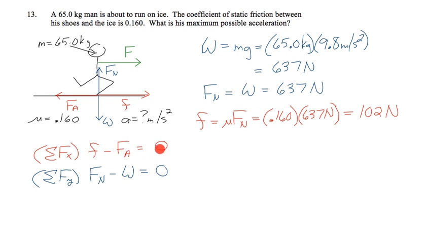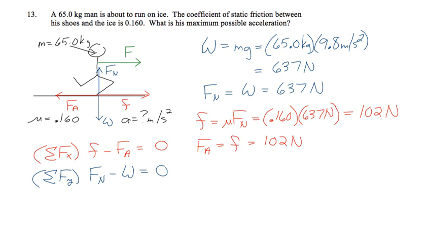Well, look at this equation right here, the x equation. Friction minus Fa in this problem equals 0, so those two are equal. So friction equals 102. To get the maximum possible acceleration, that has to be 102. So I'm going to write that Fa equals friction, which equals 102 newtons. That's the force that's causing me to accelerate.